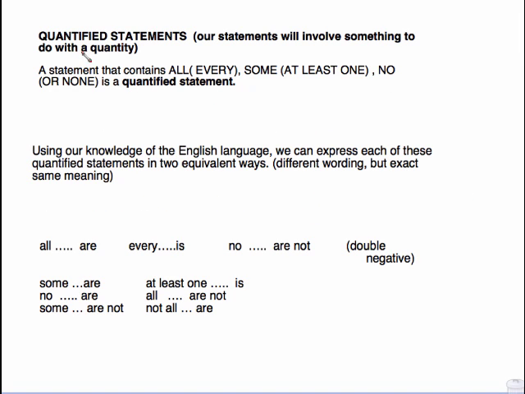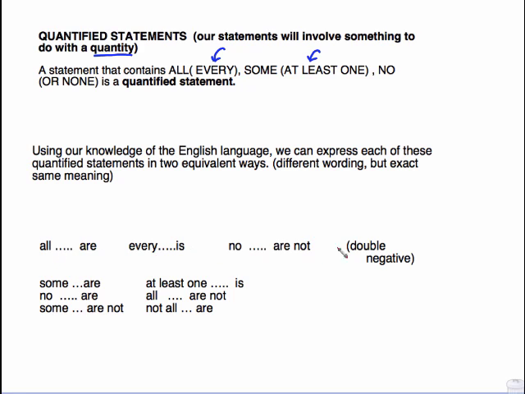There are special kinds of statements called quantified statements, and these are statements that involve something to do with a quantity. Statements that contain the words all, some, or no give us a quantified statement. Notice I have inside parentheses next to each one a different way to phrase it. Instead of saying all, I could say every. Instead of saying some, I could say at least one. And instead of saying no, I could say none. So using our knowledge of the English language, we can express each of these quantified statements in at least two equivalent ways. It will be different wording, but it has exactly the same meaning.